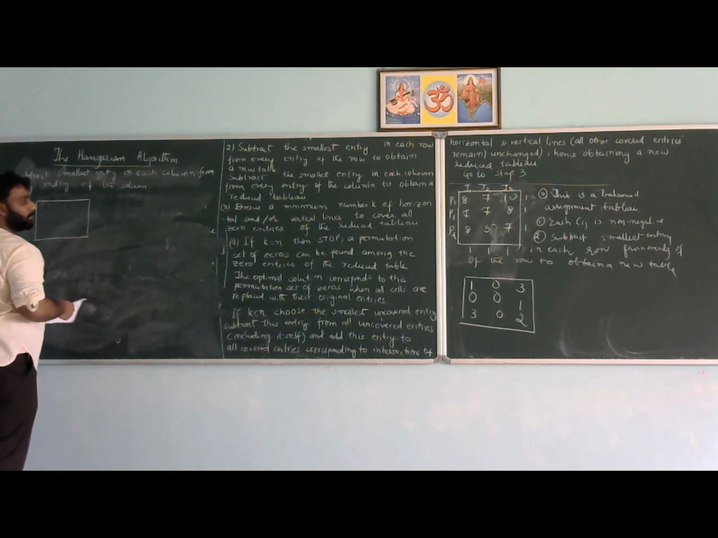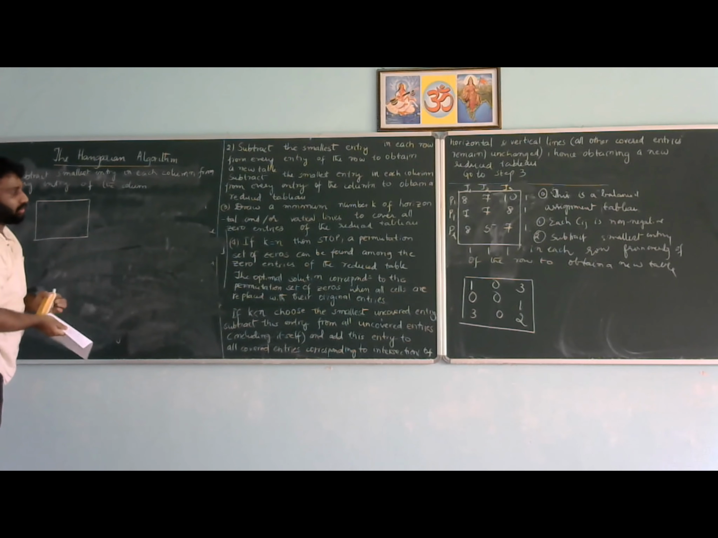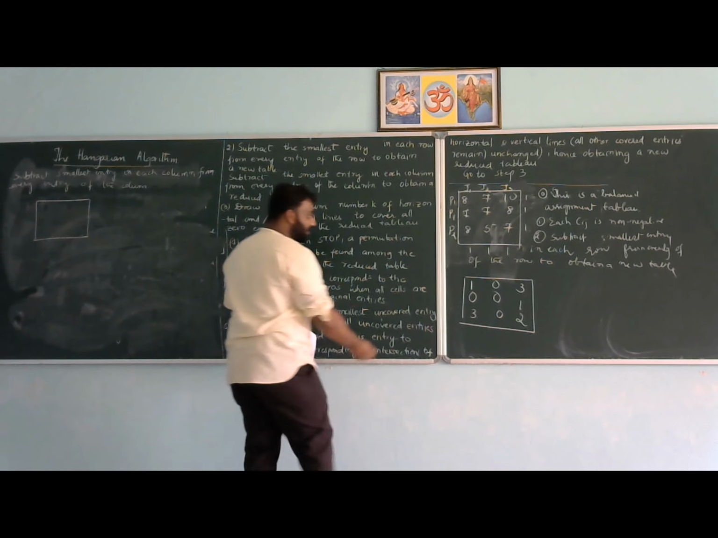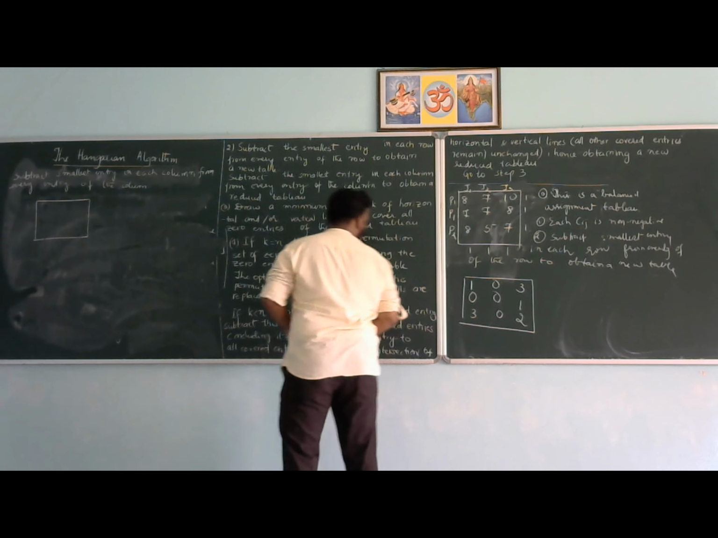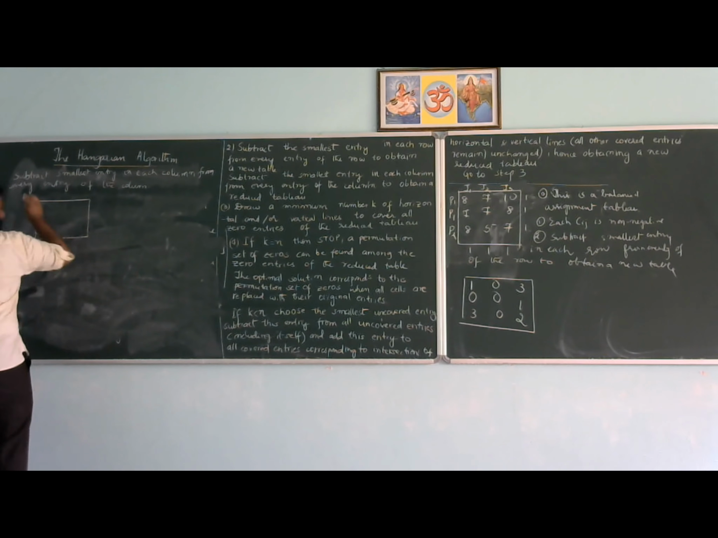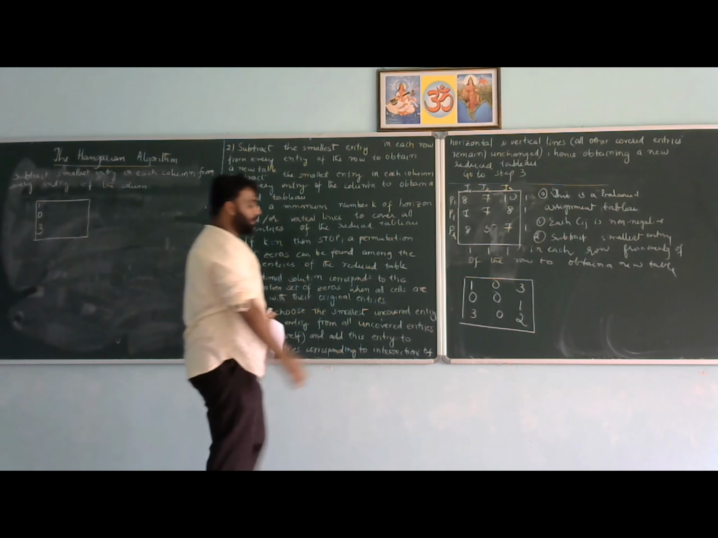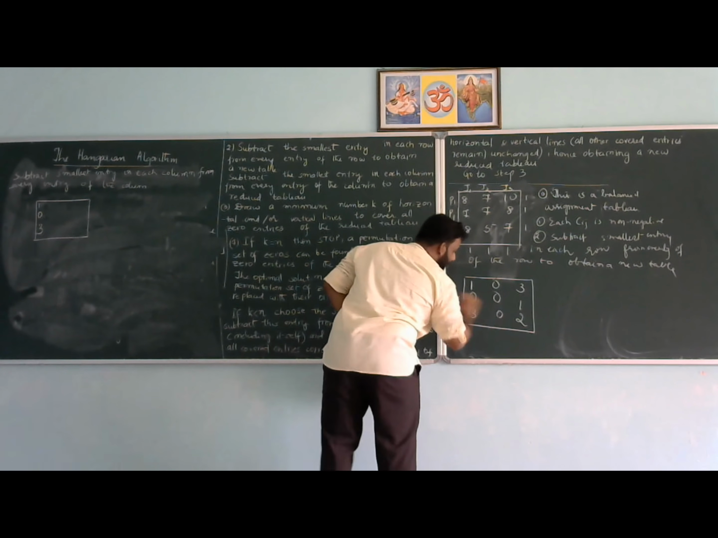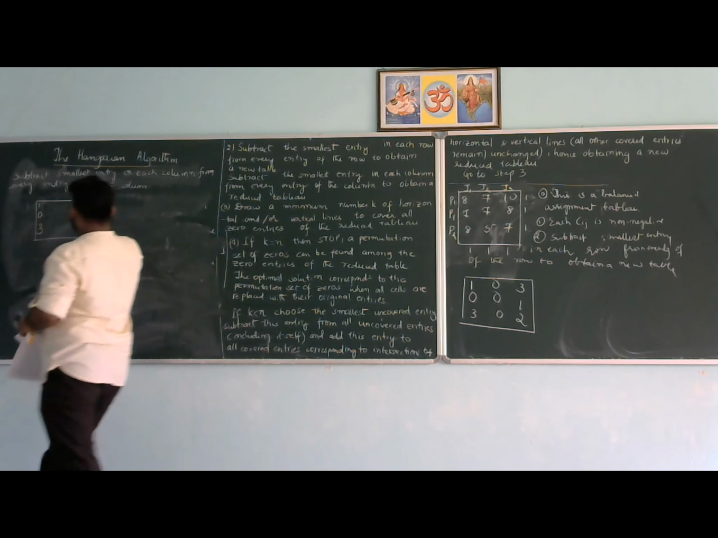What is the column? That is 1, 0. Look at the first column. What is the smallest thing? That is 0. So we get 1, 0, 3 only, after subtracting the smallest thing. Here it is 0 only. There is no change in that column.